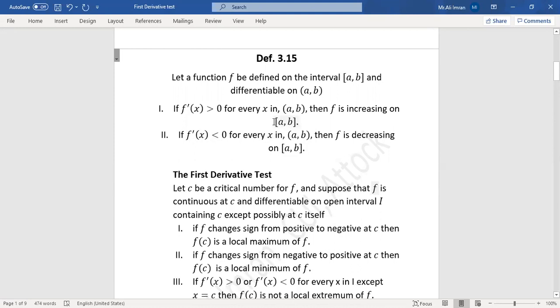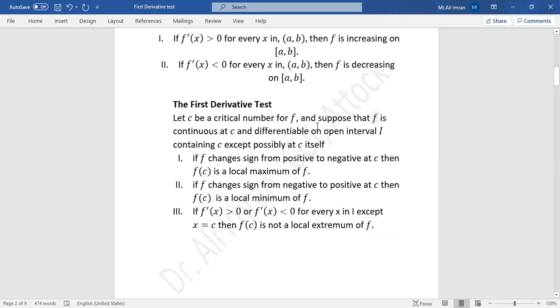This definition will be implemented as follows. First, we find the critical points. With the help of critical points, we will construct intervals, and in each interval we take a test value and put the test value in the derivative. If the derivative is greater than 0, then the function is increasing. If the derivative is less than 0, then the function will be decreasing in that interval. Now let's proceed toward the first derivative test.